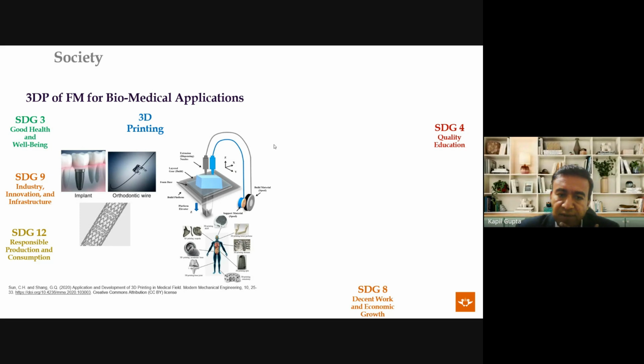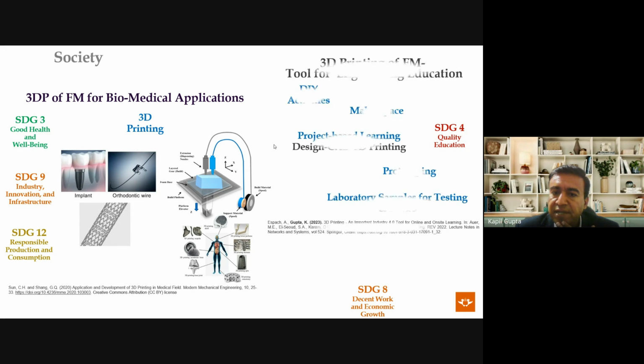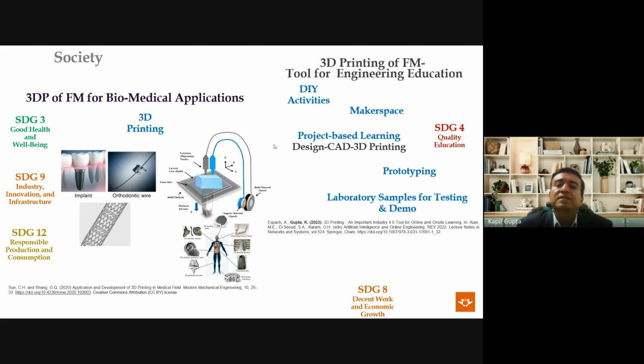Another example we can try to understand is 3D printing of functional materials for engineering education, where the 3D printed objects are being used for DIY activities, your makerspace, project-based learning tasks, for prototyping of various objects for demonstration purposes, and laboratory samples for testing and demos. Then the interventions are towards quality improvement in education, that is quality education, goal number 4.